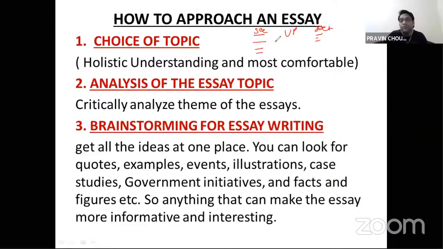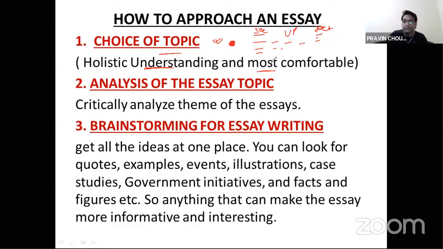In that case, the first important thing is choice of topic. Choice of topic is very, very important, because this will decide how much you will be able to score in your essay marks. Suppose you are confused among four to five topics; within two or three topics, there are three you are more familiar with. So first of all, you have to choose a topic in a proper manner. You have to think about what type of topic it is, whether you understand the topic properly or not, and in which topic you are most comfortable.